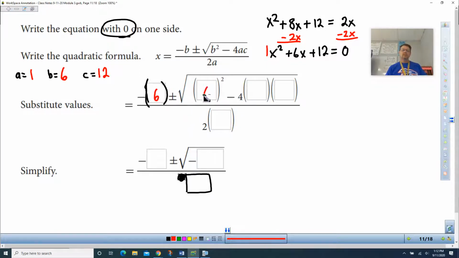Okay, b goes here, 6. a goes there, which is 1. c goes here, which is 12. No thinking, just putting the stuff in. We'll worry about thinking later. And so a is 1. Okay, just sticking it in the spot where it goes.